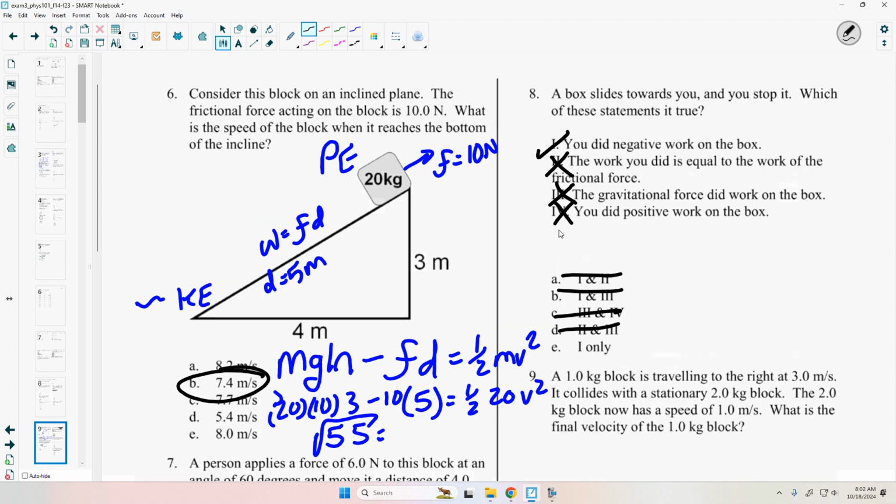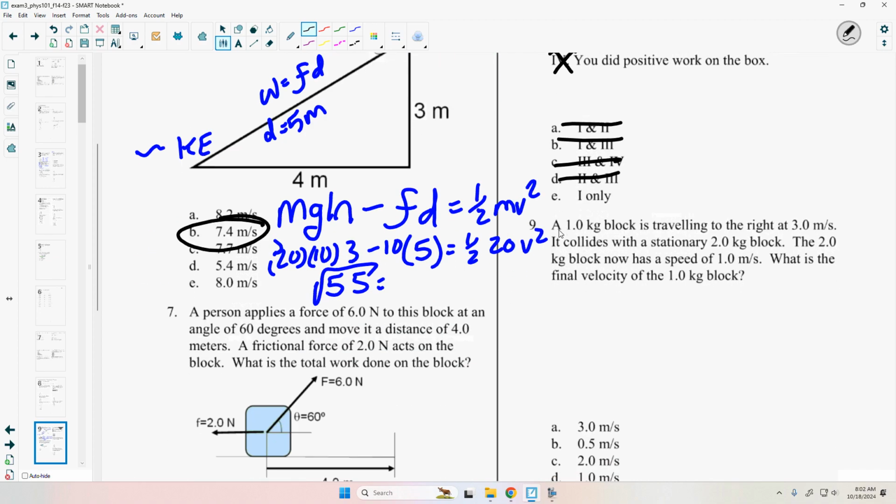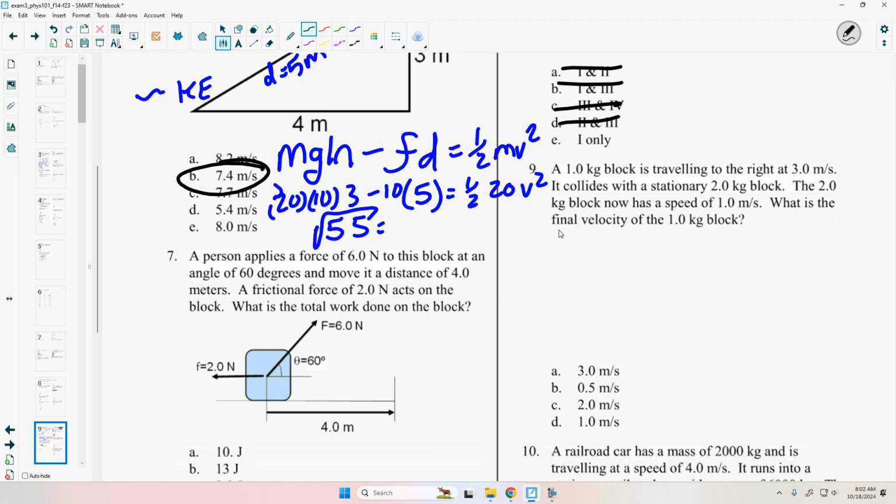Other particular questions? No? Yeah. Should we do the spring problem? Yeah, of course.